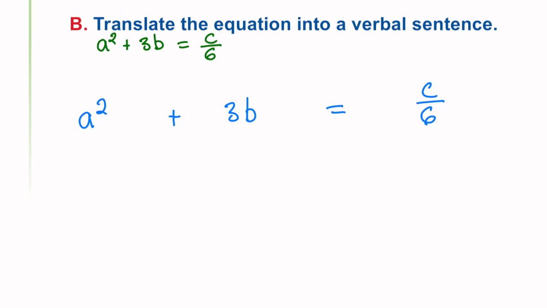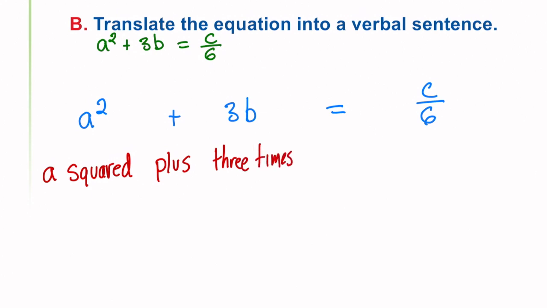So let's start with the first part, a to the second. I can say a squared. You can also say a to the second power, but a squared is better. And then plus, that's super easy. And then 3b, so that means 3 times b, or you can say the product of 3 and b. Equals c over 6, so that means c divided by 6, or you can also say the quotient of c and 6.